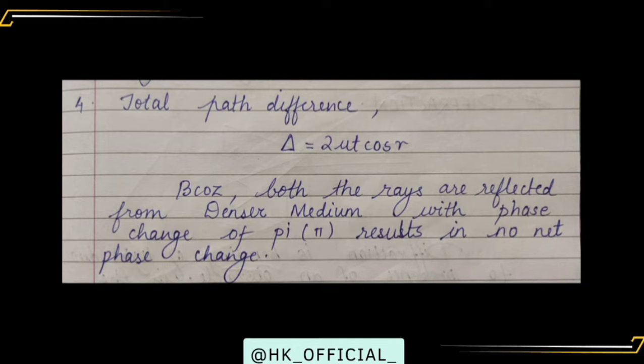So here we will not consider the Stokes law because it would be cancelled, because pi for both of the rays are coming and reflecting, so that would be cancelled. Here we will not consider the Stokes law which we used to see, like 2 mu t cos r plus minus lambda by 2. We will not consider that plus minus lambda by 2. Simply the equation will be delta is equal to 2 mu t cos r.